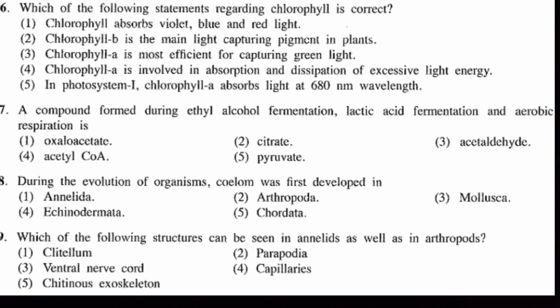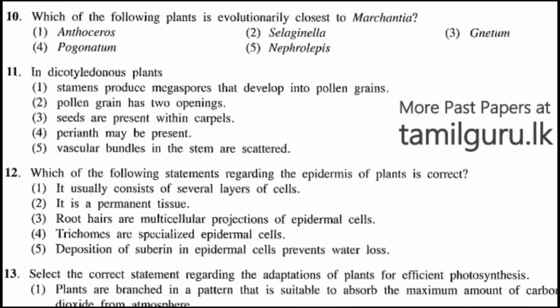10th question, which of the following plants is evolutionary closest to Marchantia? So if we talk about the order of evolution of plants, it started from green algae and then it evolved into hepatophyta. So this Marchantia is coming under hepatophyta. Then they evolved into bryophyta. An example for a plant in this bryophyta category is Pogonatum. So the closest plant when you talk about evolution to Marchantia is Pogonatum. Answer number 4.